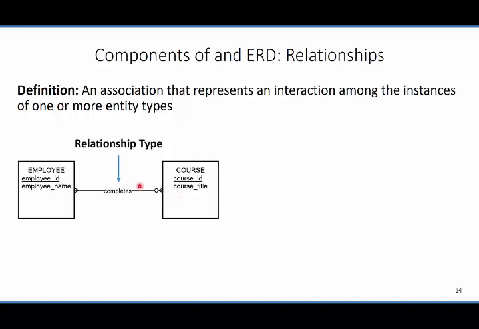And it has a name that is typically a verb, such as completes in this case. This name is called the relationship type. So an employee completes a course, and a course is completed by an employee. Now don't worry too much about these endpoints that you see here. We'll talk about those more in depth as we get to a subsequent slide, as these relate to cardinality.